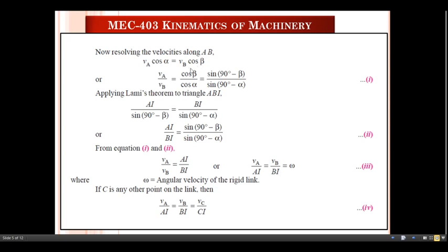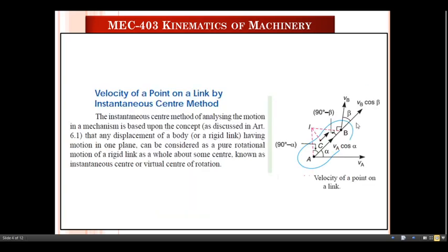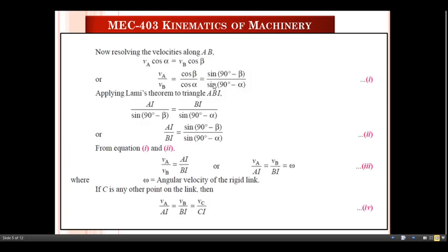Now just simplify this one. VA divided by VB equals cos beta divided by cos alpha. From geometry, we can say that cos beta is nothing but sine of 90 minus beta. A similar case with this one: cos alpha is nothing but sine of 90 minus alpha.